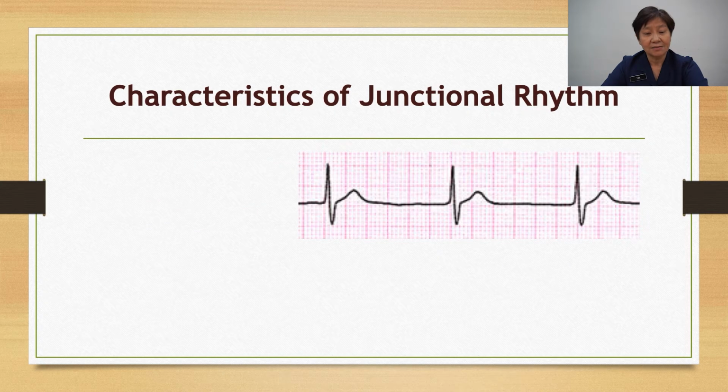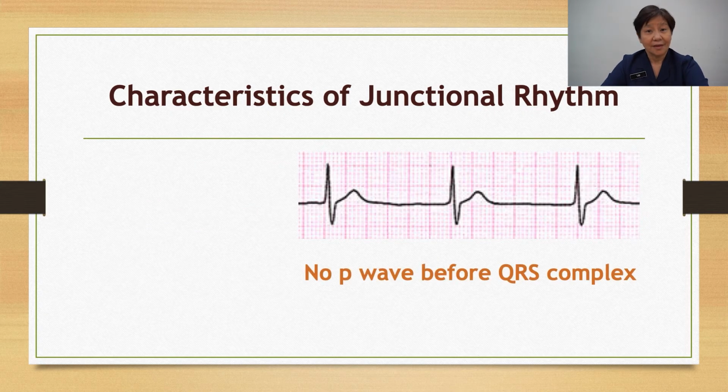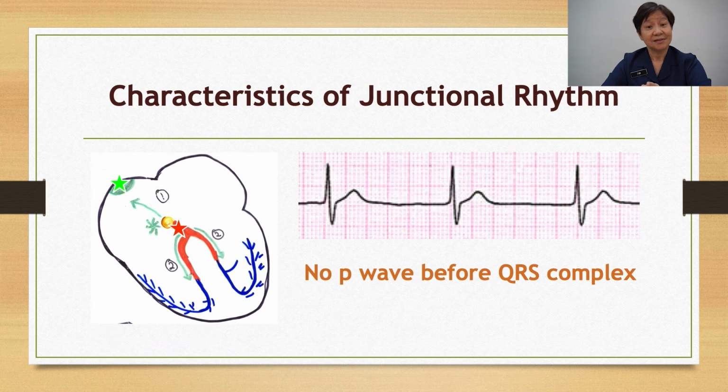The third one is, there's no P wave before the QRS or after the QRS. Why? Okay, now see the star? Where is the star from? It's in the middle of your AV node. So the pacemaker fires from the middle of your AV node. Therefore, it will depolarize the atrium and also the ventricle together.